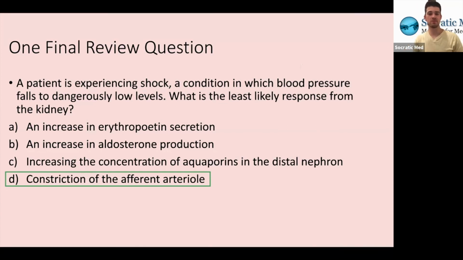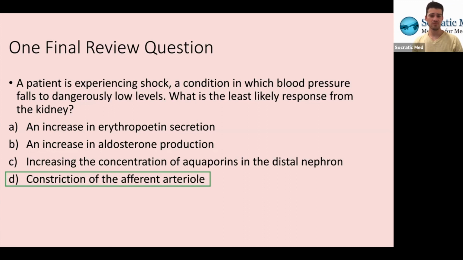A patient is experiencing shock, a condition in which blood pressure falls to dangerously low levels. What is the least likely response from the kidney? So the first thing you have to look at, what is the least likely response? Make sure you're looking for something that the kidney would not do in a low blood pressure situation.